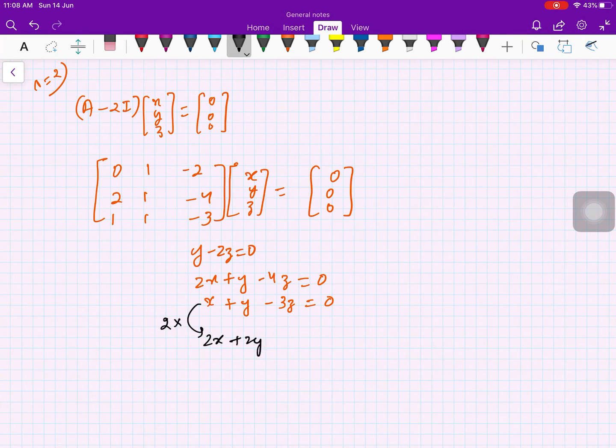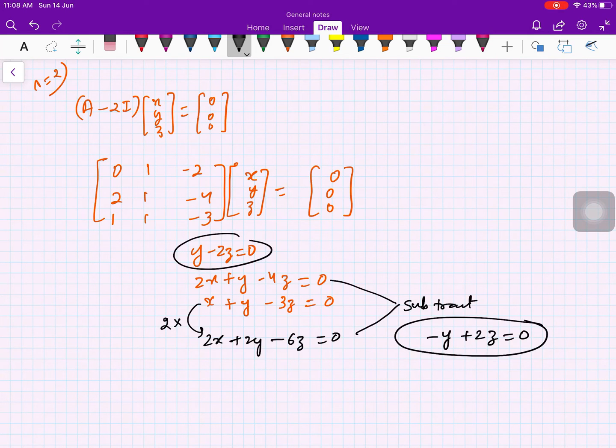Right, now you have to manipulate it. I'm just multiplying this equation with 2, so you'll get 2x plus 2y minus 6z is equal to 0. Now I am subtracting these two. So you'll get minus y plus 2z equal to 0. So you get this first equation. Right, so you get y is equal to 2z. So the first equation is basically coming from these two.